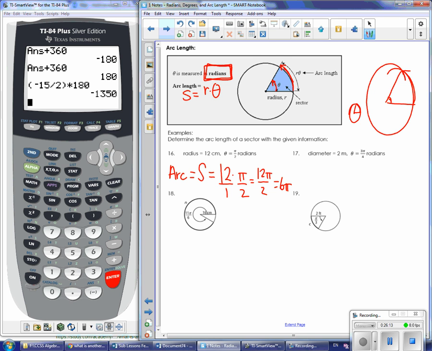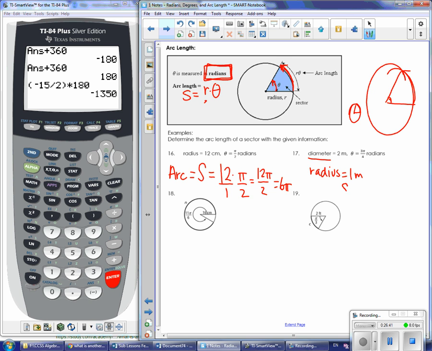Now in this case, because I'm measuring the arc, this isn't measuring the radians of an angle, it's measuring the distance around a circle. So I don't have to subtract 360, I don't have to worry about the fact that it's more than 2 pi. In number 17, pay attention to the fact that you're given the diameter here, and my formula uses the radius. So if my diameter is 2, I've got to remember my radius is only 1 meter.